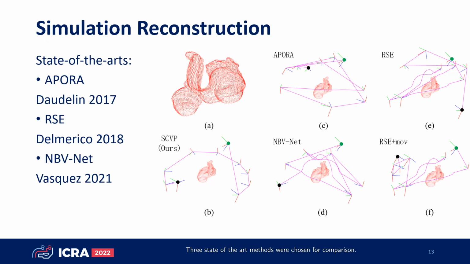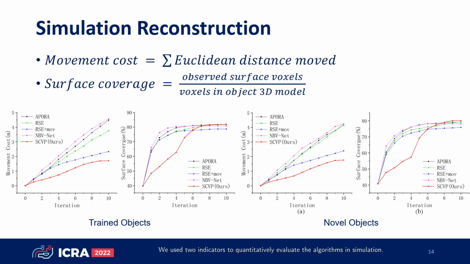3 state-of-the-art methods were chosen for comparison. To give an intuitive result, we compare the planned path and reconstructed point cloud model on a motorcycle object. We used 2 indicators to quantitatively evaluate the algorithms in simulation. Our SCVP network can achieve lower movement cost than the other methods with similar or better surface coverage both on the trained objects and the novel objects.